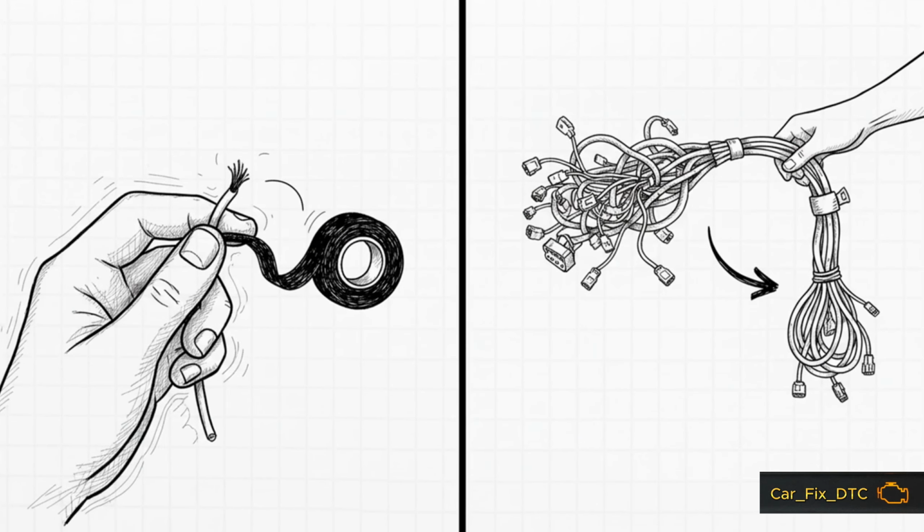Now, how you fix this really depends on how bad the damage is. If you're lucky, it might just be a couple of frayed or broken wires you can patch up. But if the damage is pretty widespread, honestly, the most reliable and safest fix is just to replace the whole harness. That way, you know you have a solid connection that's going to last.